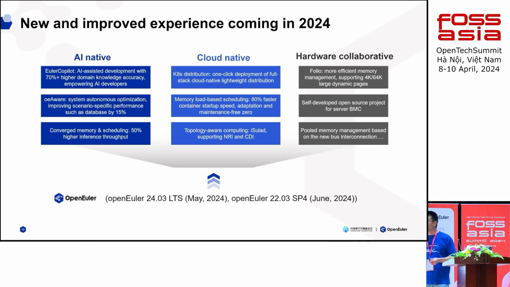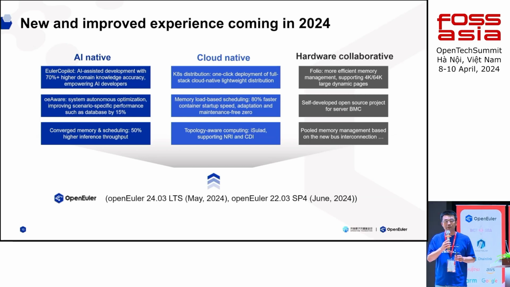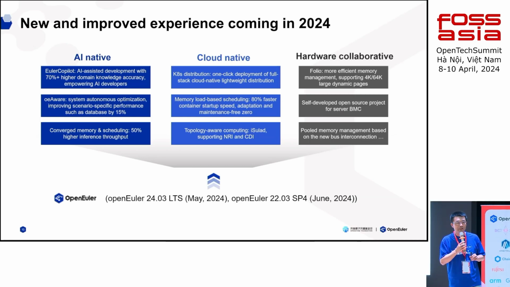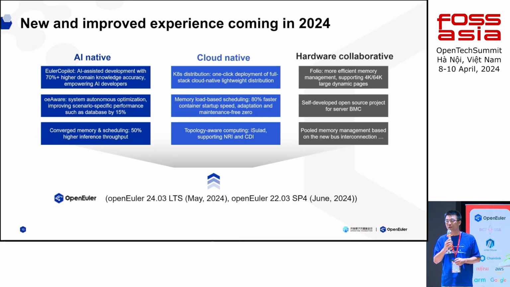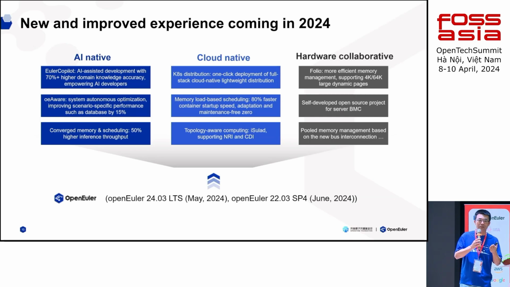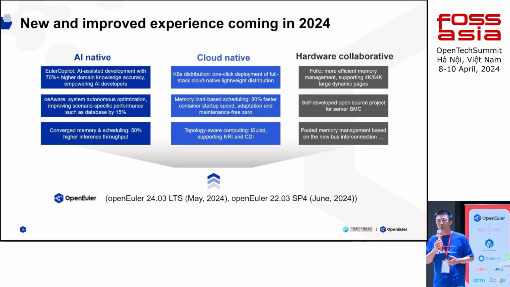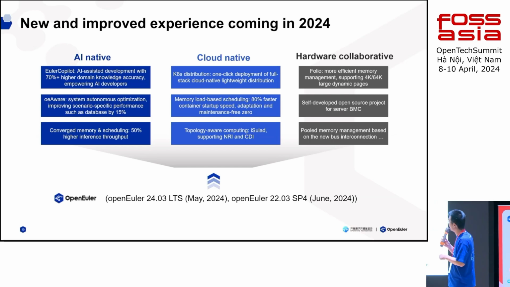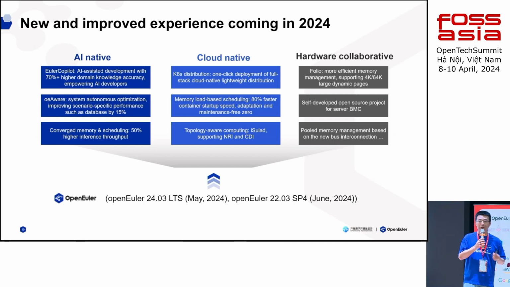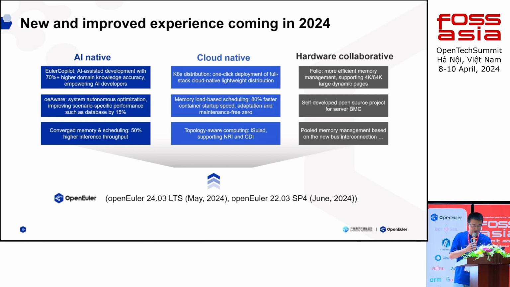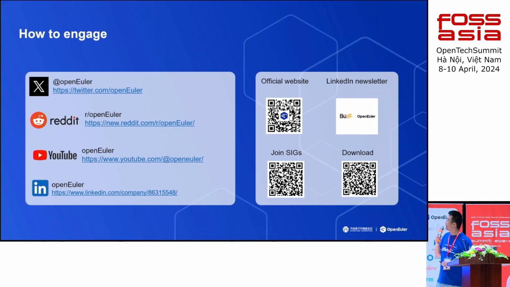Okay, so next month we will release the new LTS version, the long-term support version 24.03. It's a very, very important version for the next 4 years and involves a lot of companies, Intel, AMD, and a lot of international companies. We worked together to make the release. The new release will focus on AI native, cloud native, and hardware collaborative work. So if you want more details, you can go to the booth, and we have very detailed explanations.